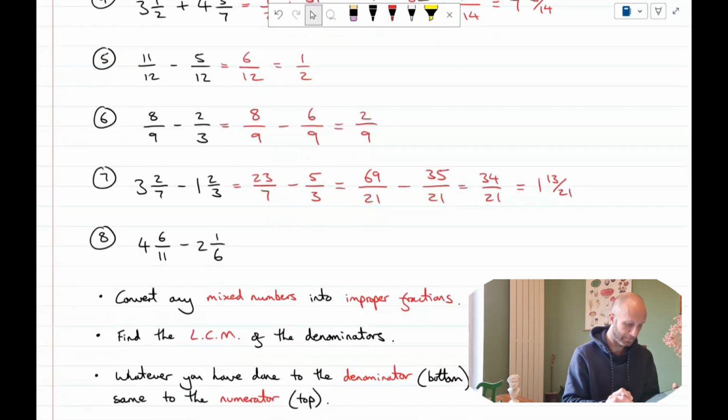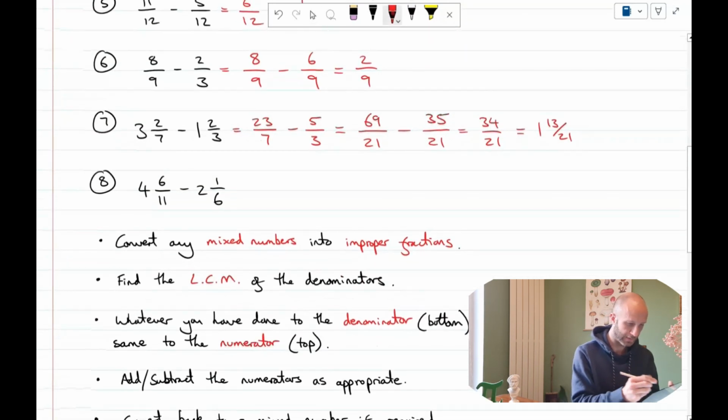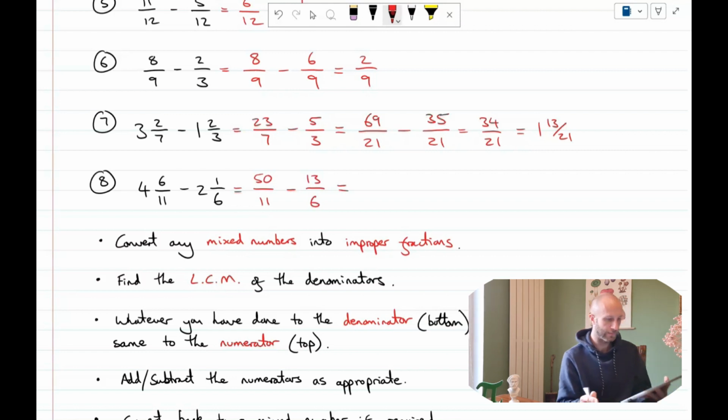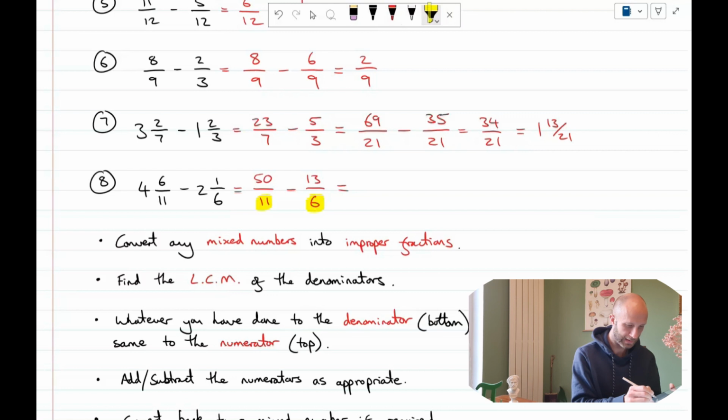And the last one, 4 and 6/11 minus 2 and 1/6. So improper fractions: 4 times 11 is 44, plus the 6 is 50. 2 times 6, which is 12, add the 1 is 13. So convert to improper fractions. We need a common denominator. We can get some big numbers here, but the principle is the most important thing, that's what we've got to remember. If the numbers get harder, we can deal with that. The principle always stays the same, which is maths all over.